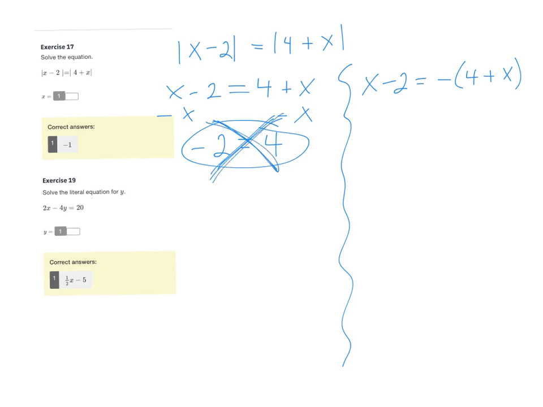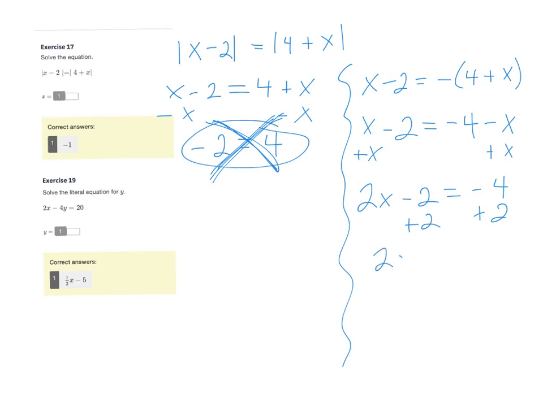On this side, I'm going to have x minus 2 equals distributing or taking the opposite of everything in the parentheses. The opposite of 4 is negative 4. The opposite of plus x is minus x. Now, let's say I add x here and add x here. I'm going to get 2x minus 2 equals negative 4. Now I'm going to add 2.